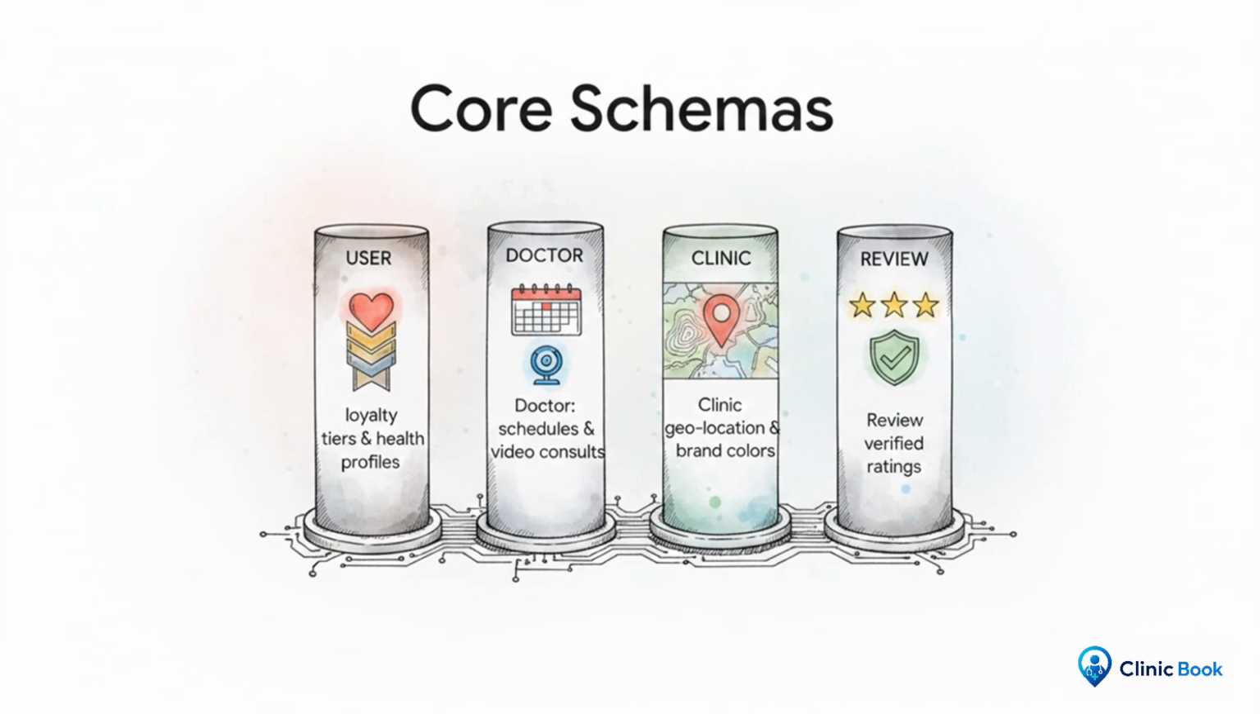Beyond appointments, our schema isolates multi-tenant data brilliantly. Our user model handles patient health profiles and lifetime bookings for loyalty tiers. The doctor model is heavily focused on working schedules and instant video consults. And the clinic model? It handles specialized 2D sphere geolocation data so patients can accurately query nearby facilities. Every model is highly specialized to serve its specific user portal.